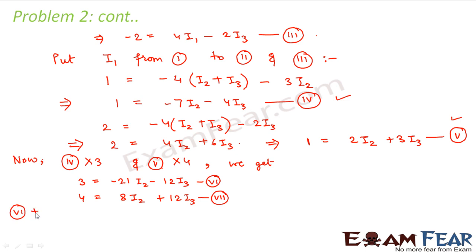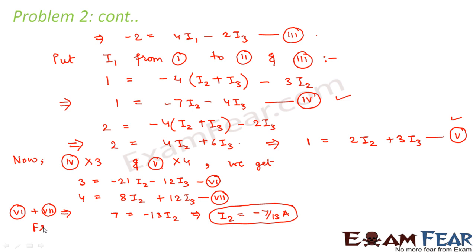Now we add equation 6 and 7. So this gives 7 is equal to minus 13 I2. So from this we get the value of I2 as minus 7 by 13 ampere. So this again shows that the direction of I2 is opposite to the direction which we have mentioned in the figure. So now once we have calculated I2, so from equation 5 we can calculate the value of I3.